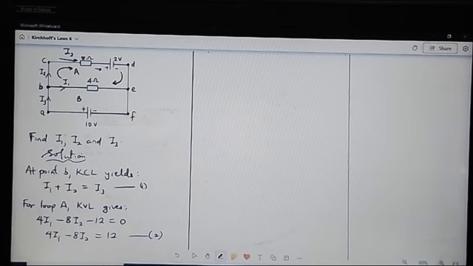Sorry, this is 2 volts. 2 volts, please. So this will be 2, not 12, please.